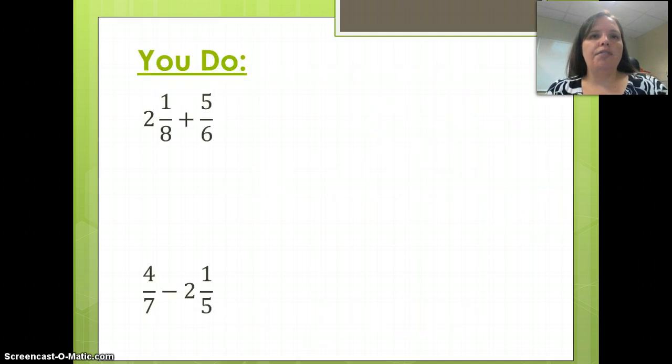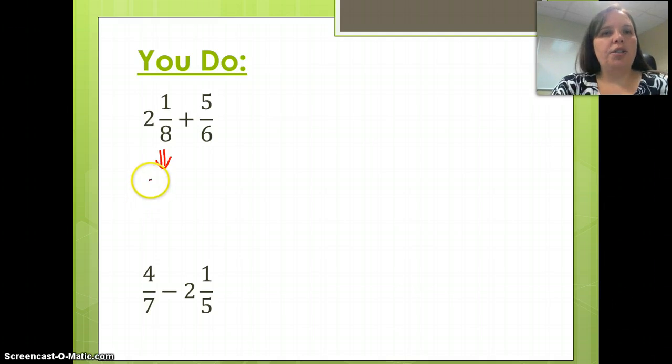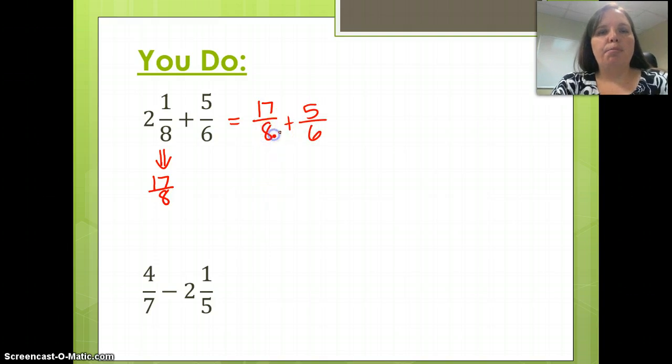So you're going to pause the video. After remembering that it's really going to be helpful if we take mixed numbers and change them into improper fractions before you start. So try these two, pause, and then come back to the video. So for this one, this is really 17/8. So if we have 17/8 and 5/6 being added together, we can turn both of these into a denominator of 24.